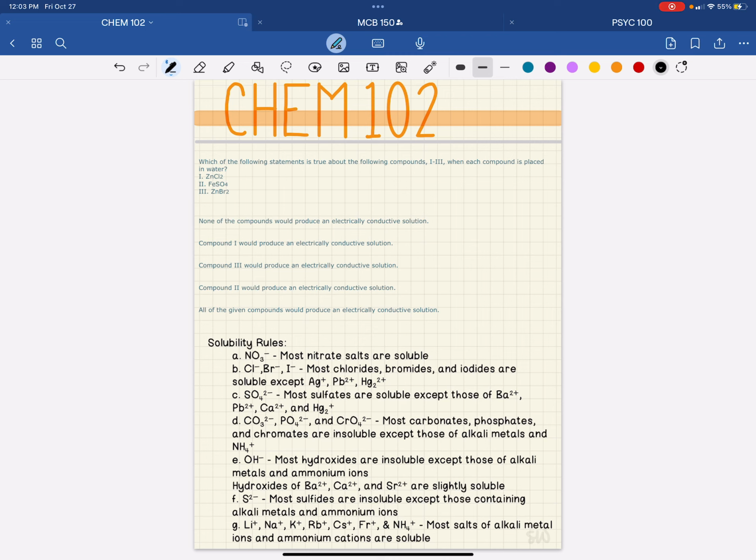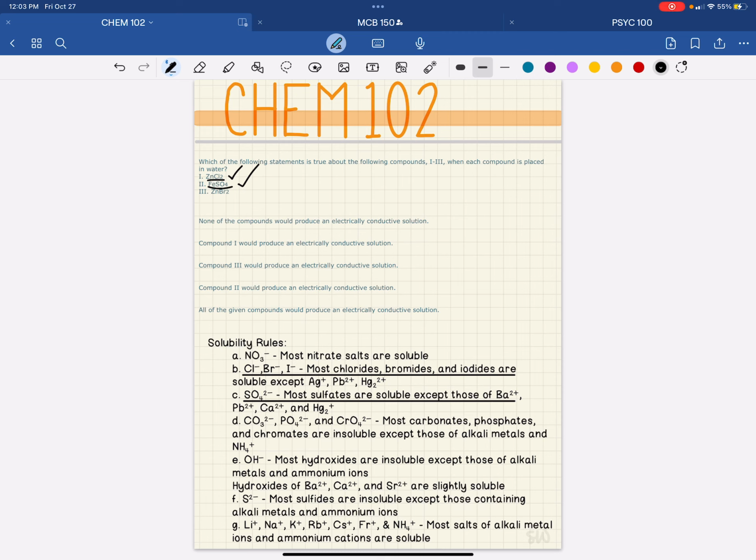So let's look at zinc chloride first. According to our solubility rules, most chlorides, bromides, iodides are soluble except for silver, lead, and mercury. Zinc is not silver, lead, or mercury, so this one is soluble in water. The next one is a sulfate. It says most sulfates are soluble except those of barium, lead, calcium, and mercury. Iron is not barium, lead, calcium, or mercury, so this one, all good as well.